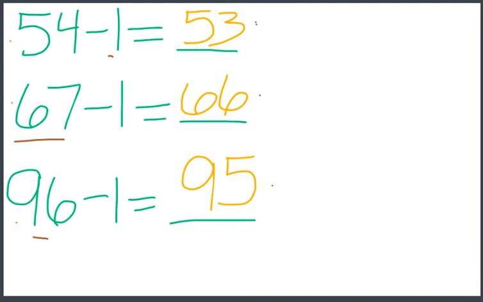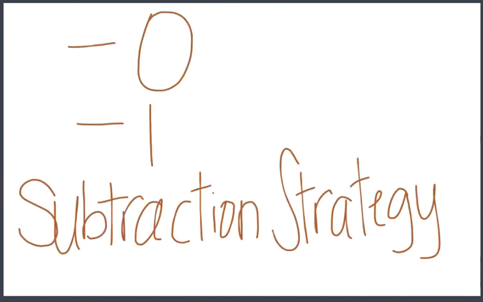The answers are always 1 less than the starting number because we are taking away 1. Today we went over the minus 0 and minus 1 subtraction strategies. You will work in your math journal today.